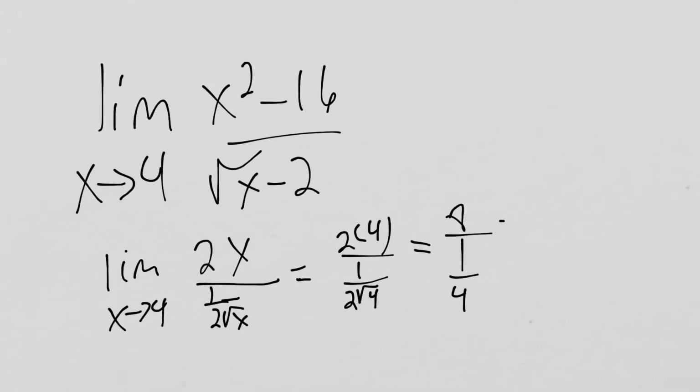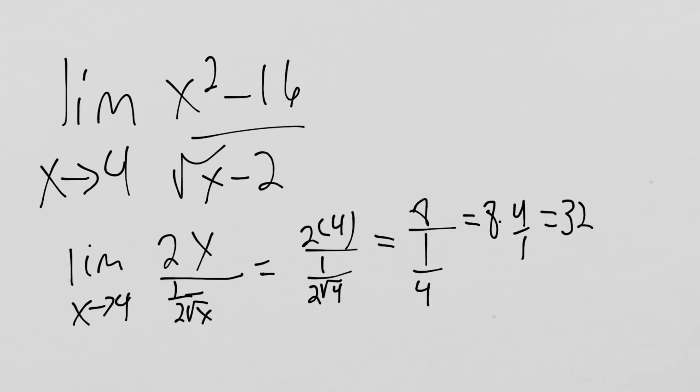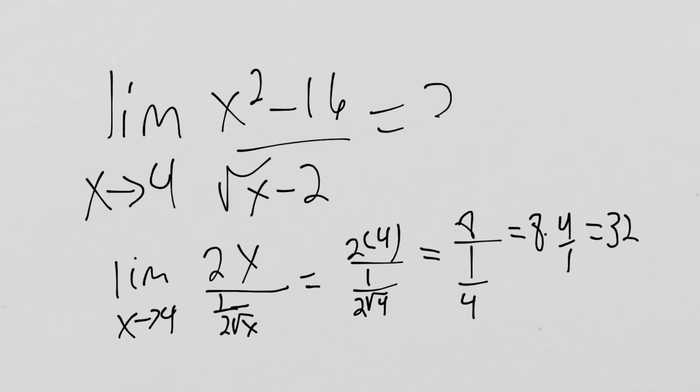So when we're dividing a fraction like this, we can multiply by the reciprocal. So we're going to do 8 times 4 over 1, which is just equal to 32. So this limit is equal to 32, which we determined by applying L'Hopital's rule.